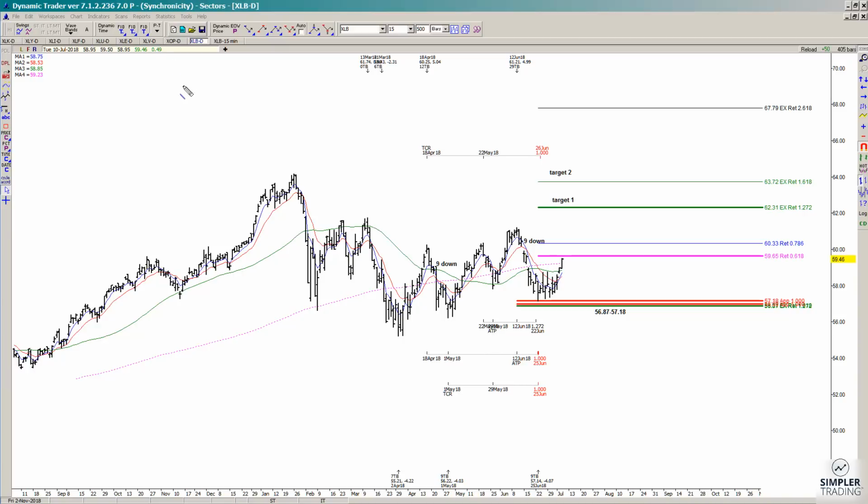So what was the setup in XLB? The setup was this price cluster decision, which came in between 56.87 to 57.18. That was the setup as far as the price work. Now we also had some timing factors there, which was supportive of the setup.